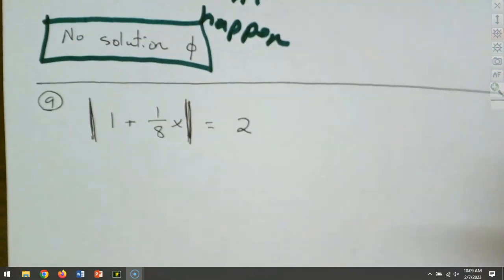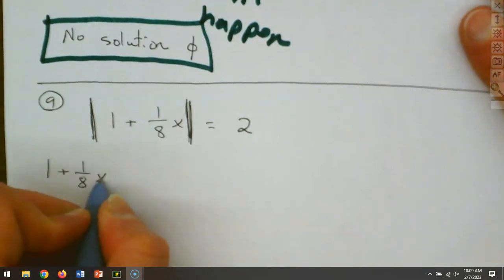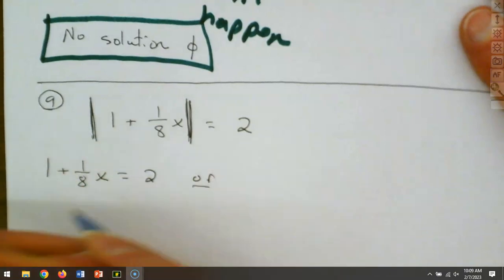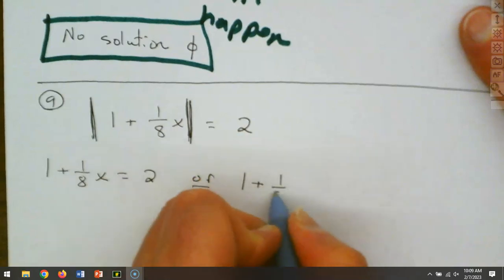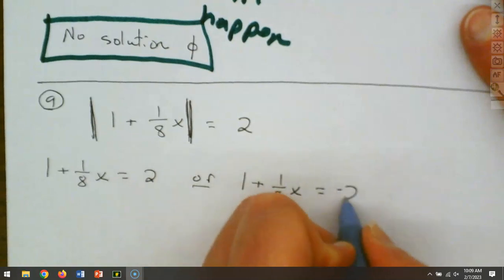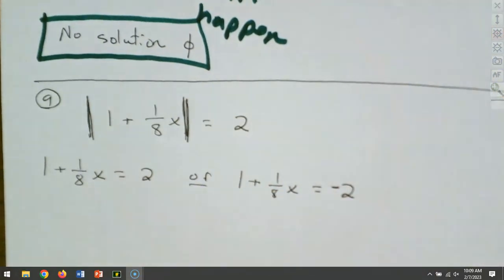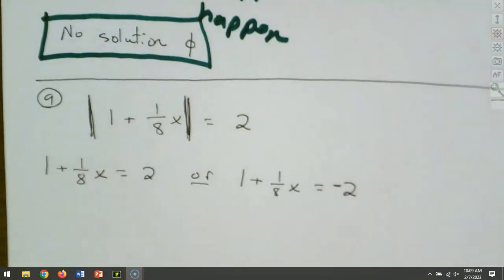Now, what do my two equations look like? Well, we drop the bars, so we have 1 plus 1/8x equals 2, or what about the other one? 1, we just drop the bars again, plus 1/8x, and we change the sign on the right to be a -2. So there's our two equations. So we know we've got two equations, and that has a positive 2 there, so it can be solved.